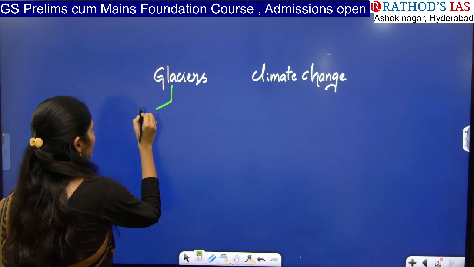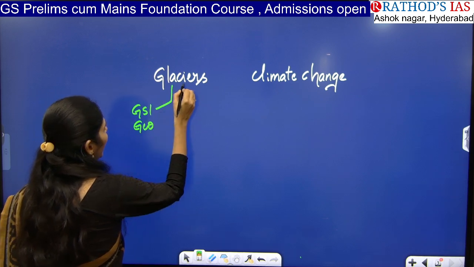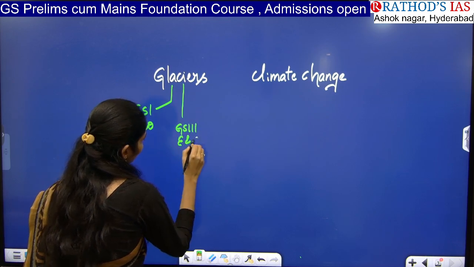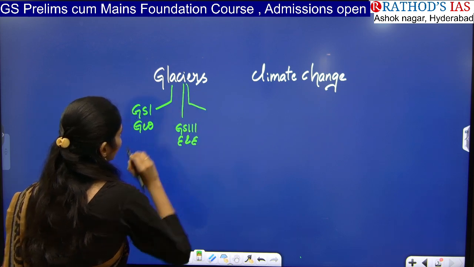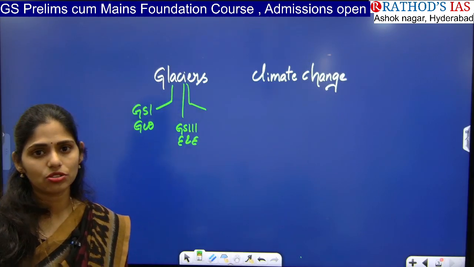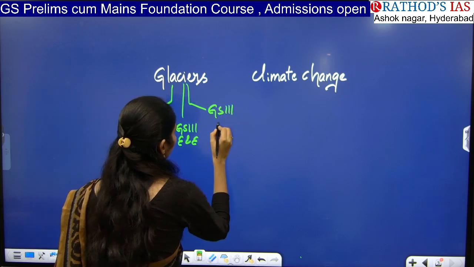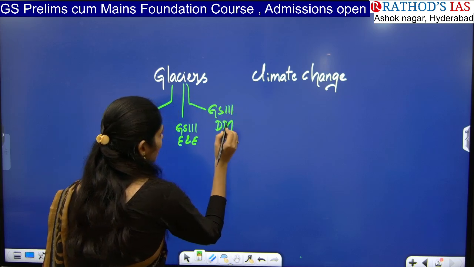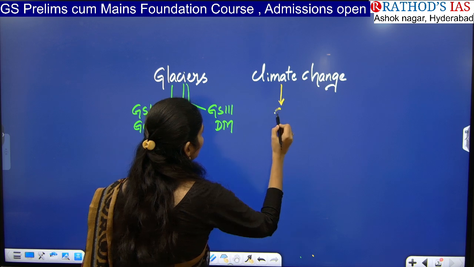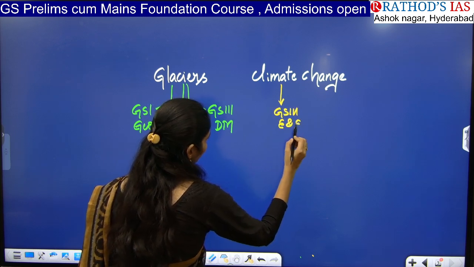Glaciers you can see from GS paper 1 under geography. And even from GS paper 3 under environment and ecology you will be seeing about this. And in the recent past, because of glacial lake outburst floods, it is causing disaster. So you can also see from GS paper 3 under disaster management. And the climate change topic you can see from GS paper 3 under environment and ecology.